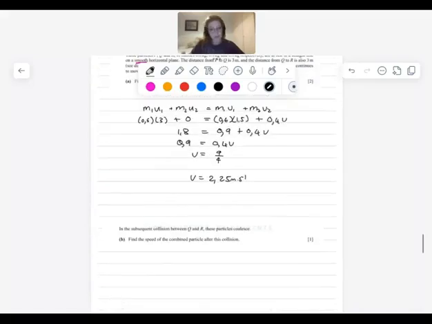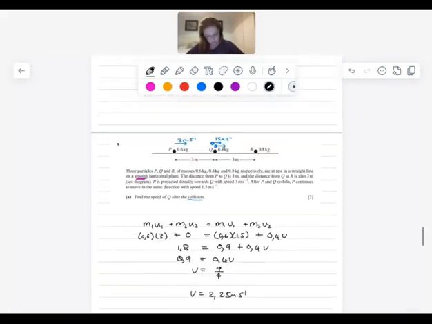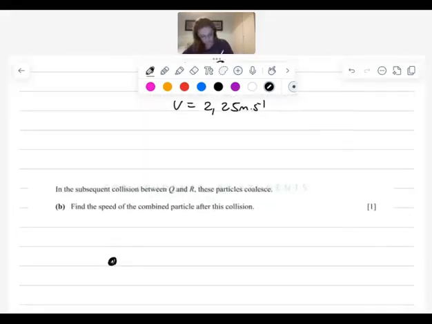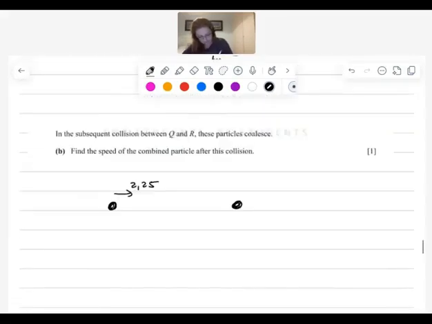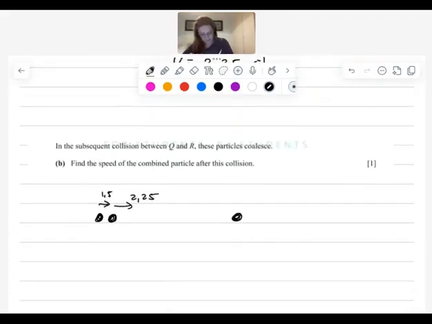Okay, straightforward momentum question. Always look out for your direction. In the subsequent collision between Q and R, these particles coalesce. Find the speed of the combined particles after the collision. It's a 1 mark question, so there's not a trick here. Q is now moving at 2.25. R is stationary. P is kind of following it at 1.5, which is probably going to be necessary in our next question. For now, I'm just looking at Q and R.